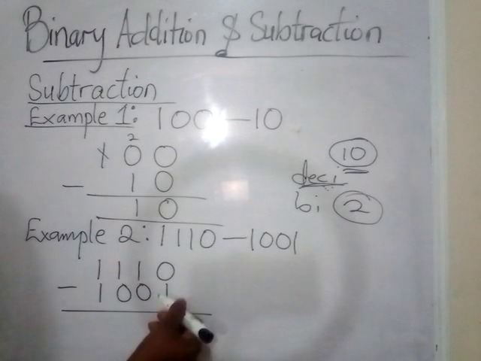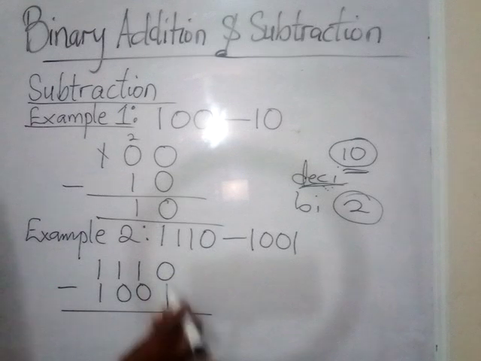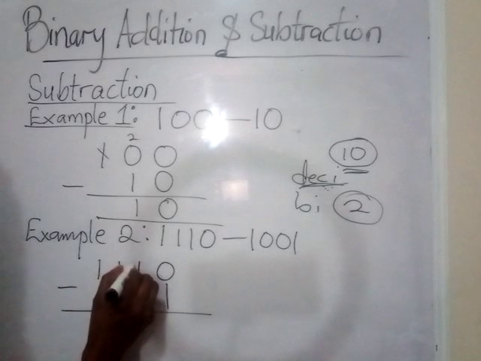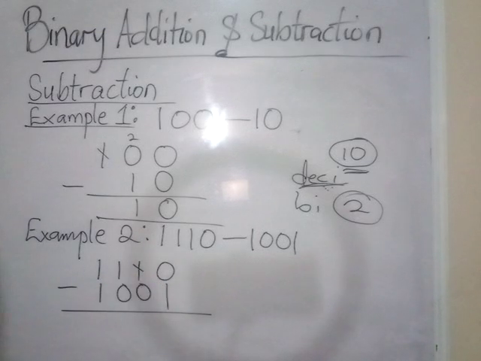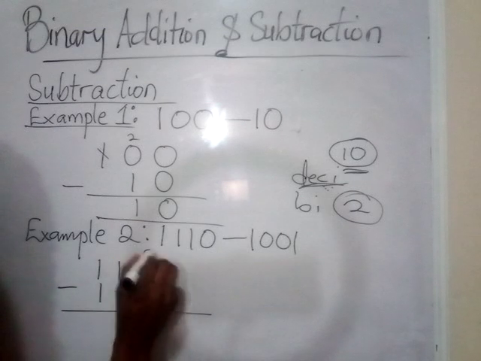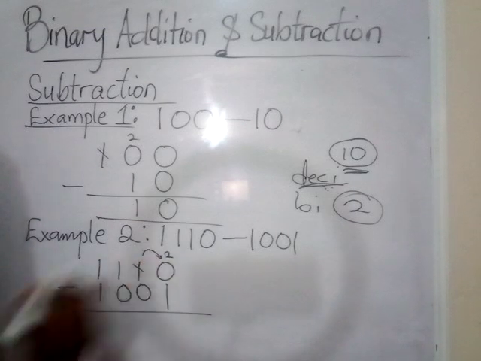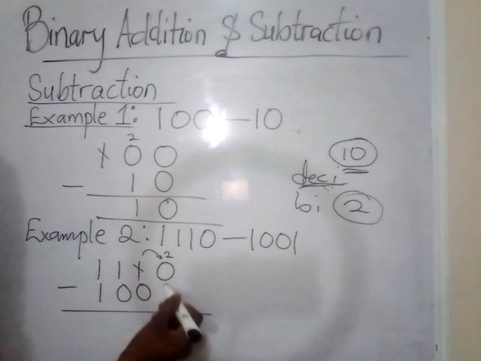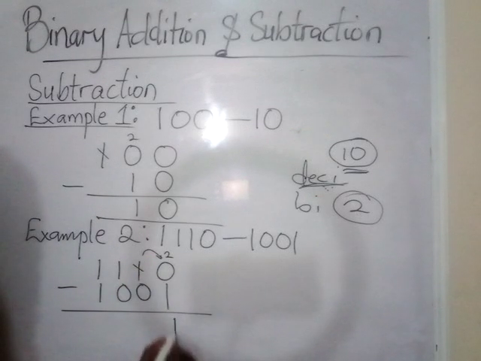Here you have 0 at the end. We cannot take away 1 from 0. It's going to give us a negative number. So what do we do? We come to the nearest neighbor to borrow from there. So when you borrow this 1 and it moves over to this point, it becomes 2. Okay, so this 2 minus 1 will give us 1.